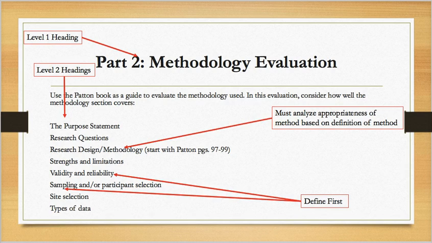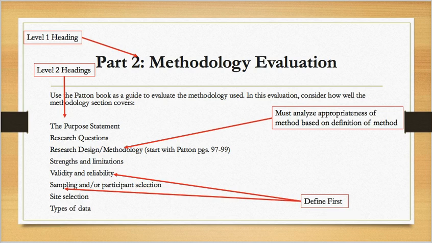information about those methods. So start with a definition of the method and base your evaluation of how well the author utilized that method on the definition that you provided in your paper. Again, for some other parts, the validity and reliability should be defined first and then evaluated. And also sampling. Define it from the text and then describe whether the author's sampling procedures are appropriate or not.